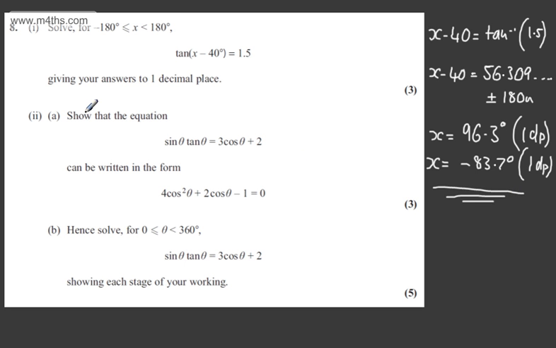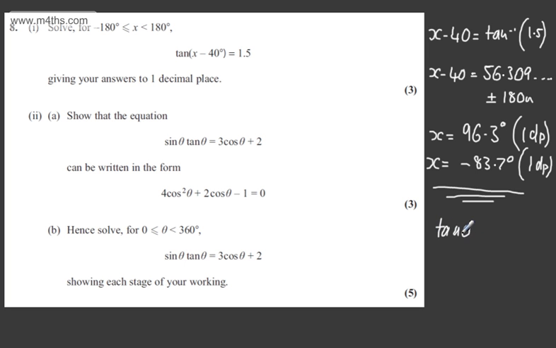In the second part, part A asks us to show that the equation sine theta tan theta is equal to 3 cos theta plus 2 can be written in the form 4 cos squared theta plus 2 cos theta minus 1 is equal to 0. The question carries 3 marks. Let's look at some trig identities.